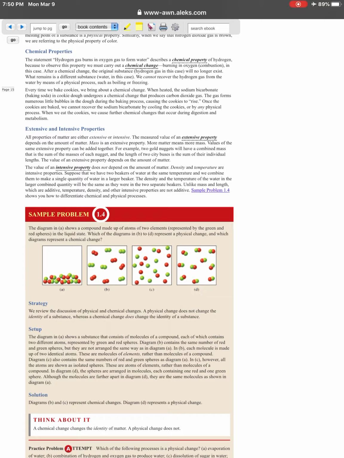So that's an extensive property. The number of calories depends on how much of it you have. Intensive is the opposite. It actually doesn't depend on how much you have. Now that might seem a little counterintuitive. We would think most properties depend on how much you have, but it turns out there are certain things that it doesn't.